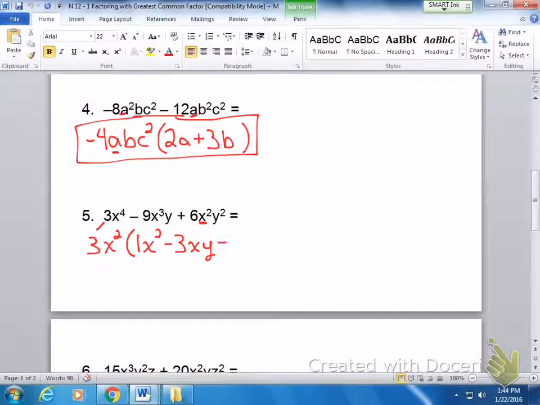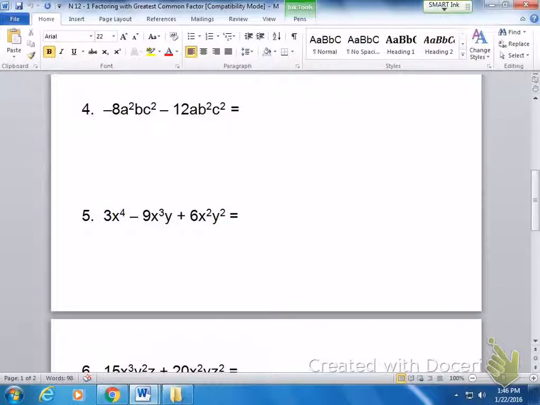6 divided by 3 gives me positive 2. x squared divided by x squared cancels out. And then I have a y squared that I couldn't take away. There's your answer. So go term by term, piece by piece, and these are not near as bad as you might think. Let's go to the next one.